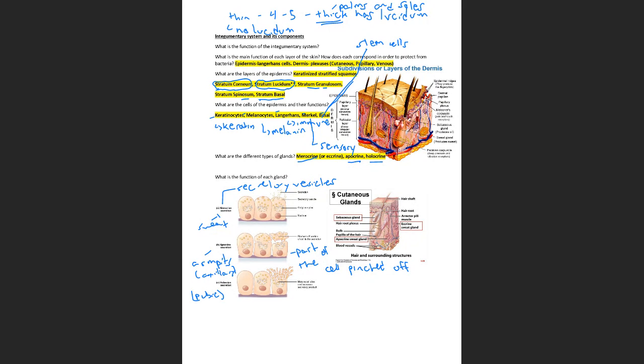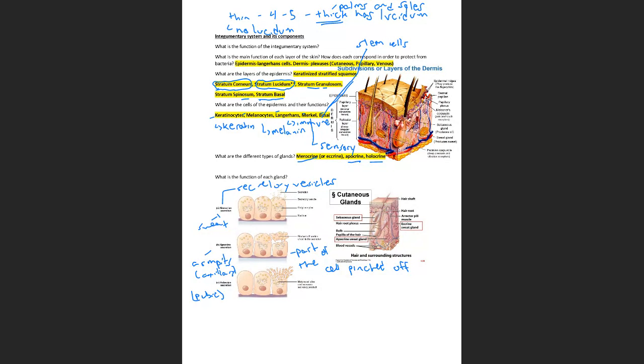And which produces the odor that we sometimes experience if we go a long time without bathing, or if we've had a long day. If it's just the merocrine, which is just secreting the water, bacteria can't really feed off of that. But for apocrine, parts of the cell is being pinched off and released. Bacteria is able to feed and produce this odor. So again, apocrine secretion are armpits and pubic area.